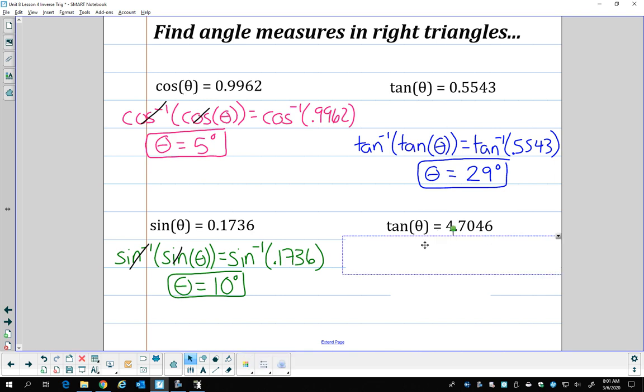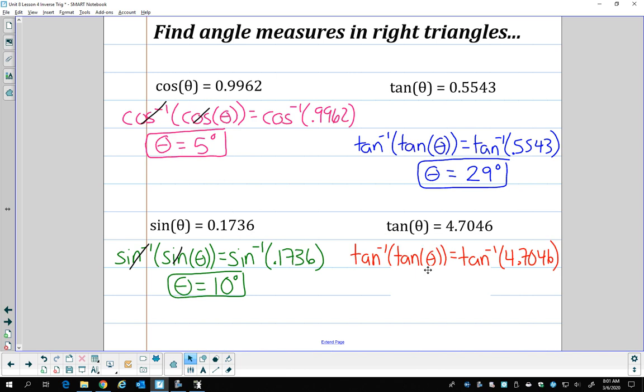So to get theta by itself, we need to do tan inverse of both sides. The left side's going to leave me with just theta. And then if you do tan inverse of this 4.7046, you get something close to 78 degrees. And so now we're ready to take this and apply it to right triangles.